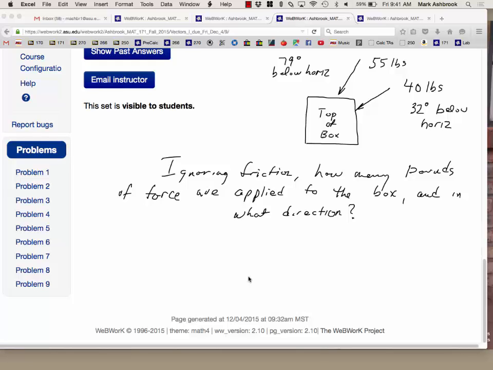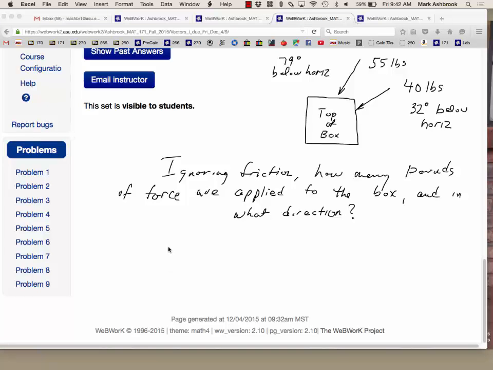Figuring out the components. Components, right? We got to get the components of each one. Component form allows us then to combine them because we can add apples to apples, right? Change in X to change in X, and oranges to oranges, change in Y to change in Y. But it's not 95 pounds because they're in different directions. So it's not 95 sum total pounds applied to the box.